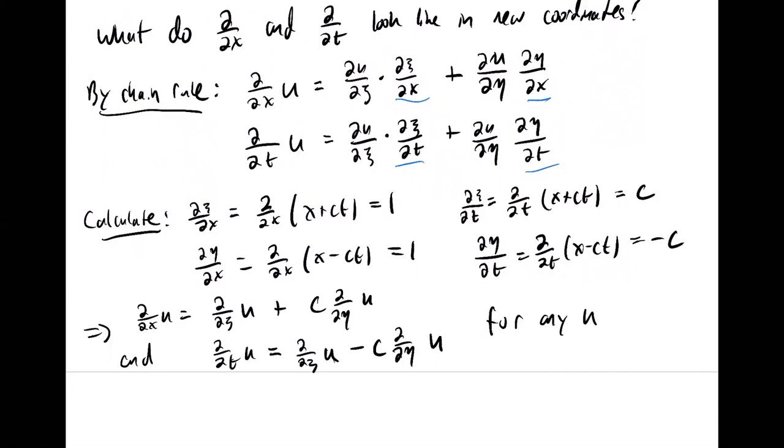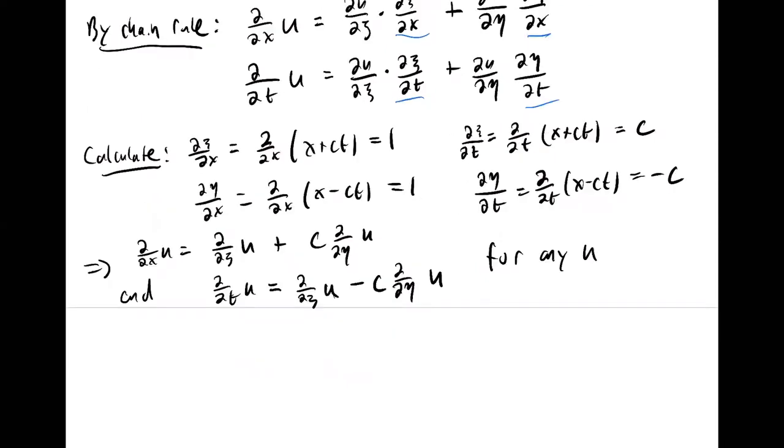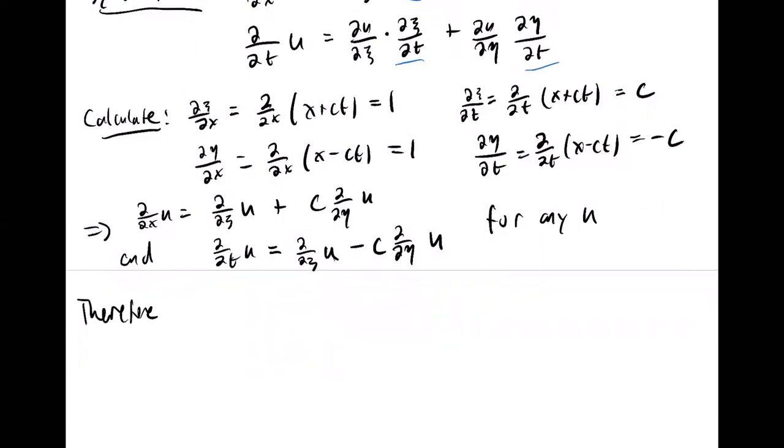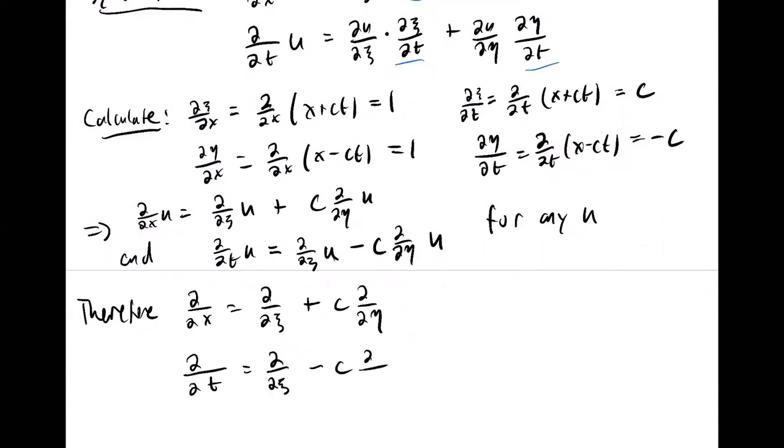Since these formulas hold for any function u, this tells me that taking the derivative with respect to x is the same thing as taking the derivative with respect to xi, and then adding on c times the derivative with respect to eta, and also the derivative with respect to t is equal to the derivative with respect to xi, and then minus c times the derivative with respect to eta.